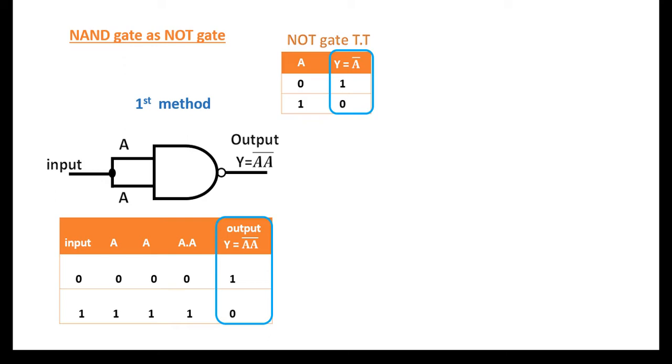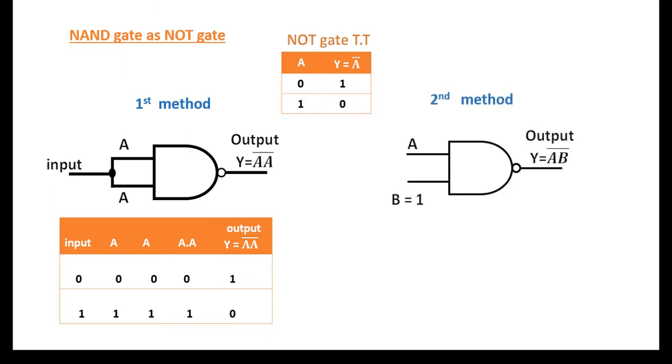That means if both the inputs of our NAND gate are merged into a single input, then the NAND gate will act as NOT gate. We also have another method to do this. Our next method will be this one.